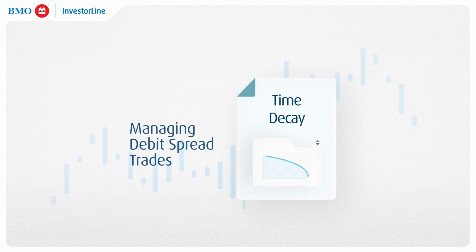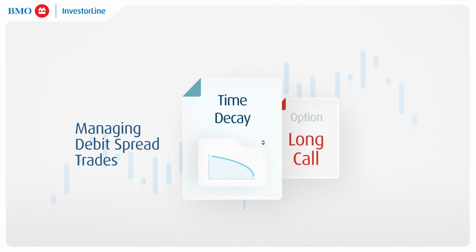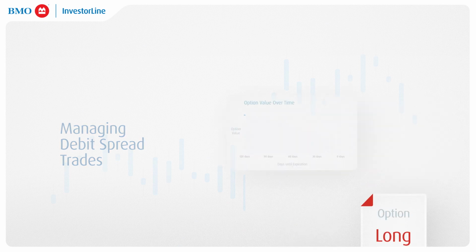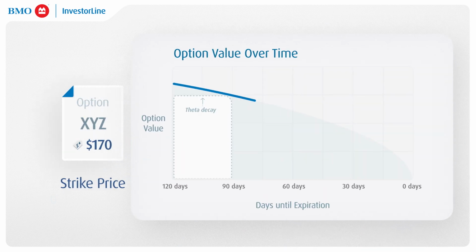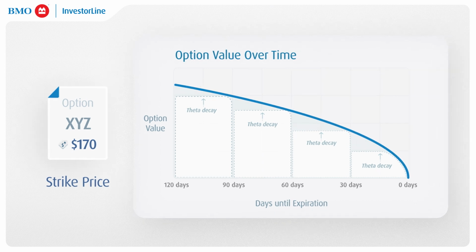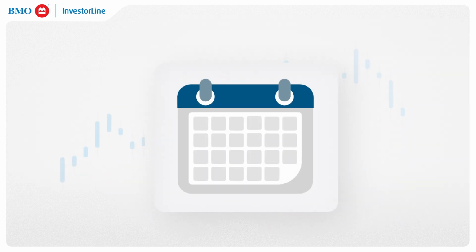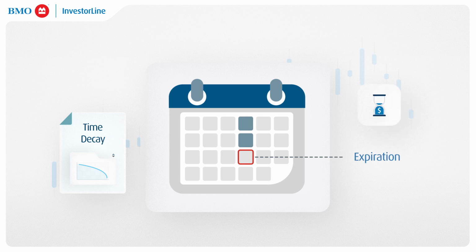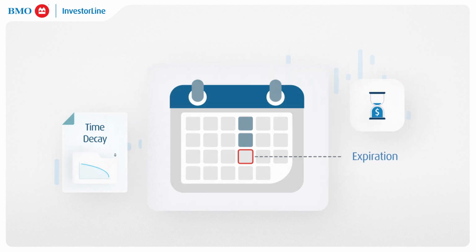Now let's discuss how time decay impacts a debit spread trade. Since the strategy driver of a debit spread is a long call or put, it carries negative time decay. As a debit spread approaches expiration, the time decay accelerates and erodes the value of the option. Generally, this is why some investors may choose to close out or roll their debit spreads before expiration to avoid the acceleration in time decay.